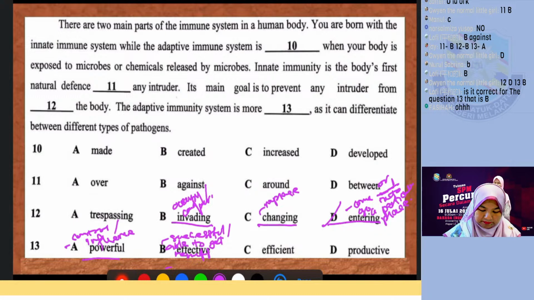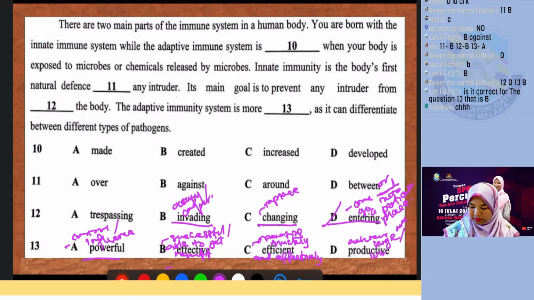Okay, what about efficient? Efficient here means you operate quickly and effectively. Dia bekerja dengan cepat dan dengan lebih efektif. Okay, D, productive. Productive here means achieve large ataupun a lot. Achieve a large number or you achieve a lot. Okay, the most appropriate or the most accurate one.